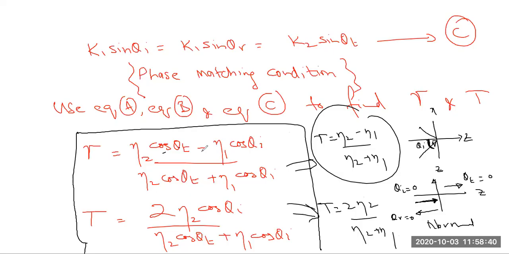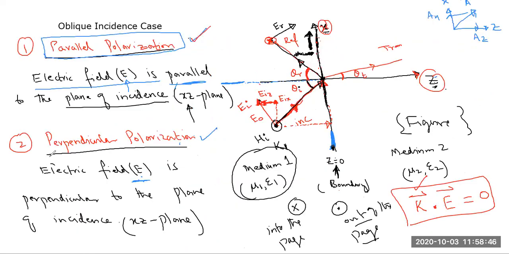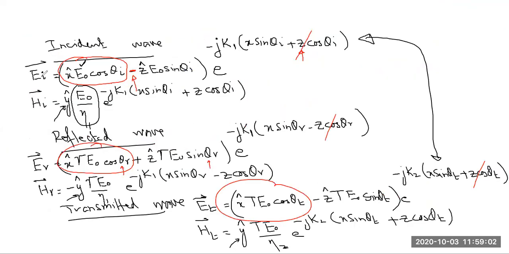Okay. Now you can do the same thing and you can practice the second possible case, and that is perpendicular polarization. The procedure will remain the same, but equations will change because now the electric field and magnetic field directions will change. As a result, the equations will change. So you need to make sure that you can draw the figure.